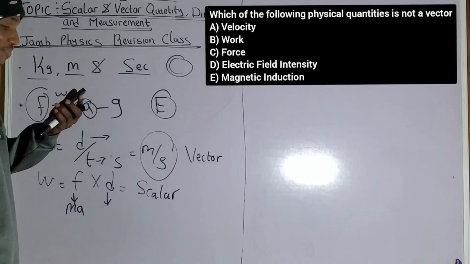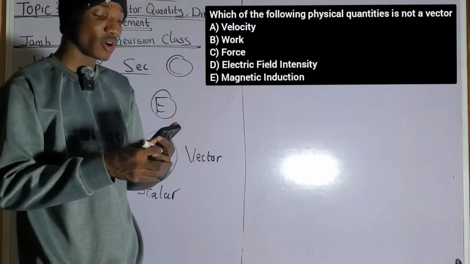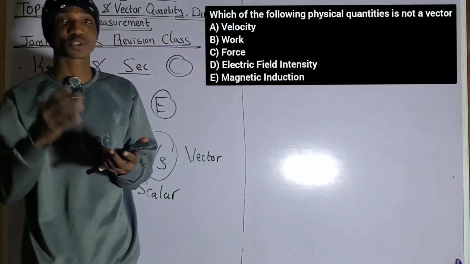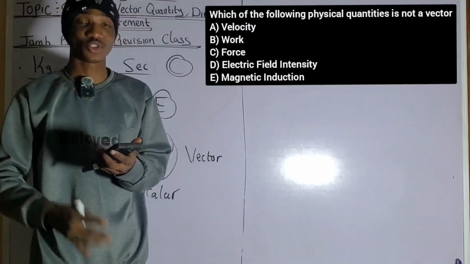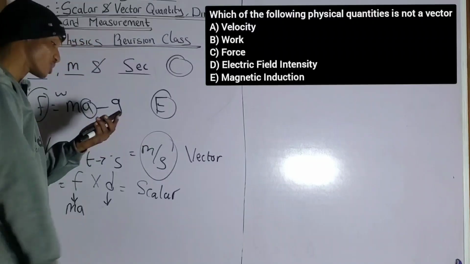Now look at the third option. I'm examining all the options. I'm not actually interested in the answer alone. You must know the reason why the other options are not correct. That's what I'm doing, okay? Now, work is not a vector quantity.